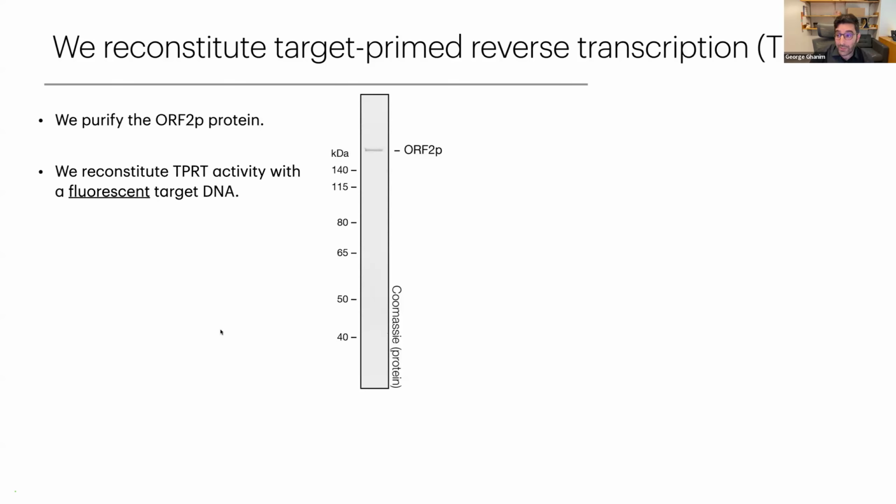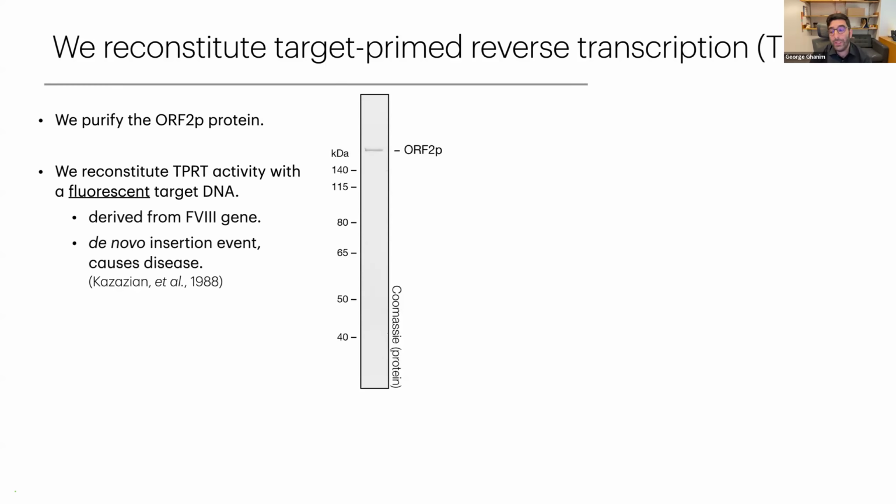And we reconstituted this TPRT activity using a fluorescent target DNA. And importantly, this fluorescent target DNA, this target, was derived from the factor VIII gene from a de novo insertion event that's in a patient that's known to cause a disease.